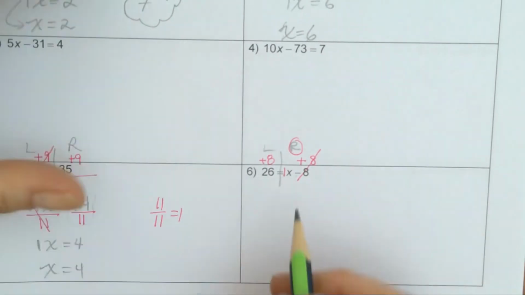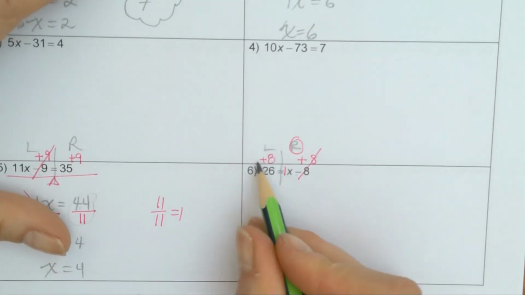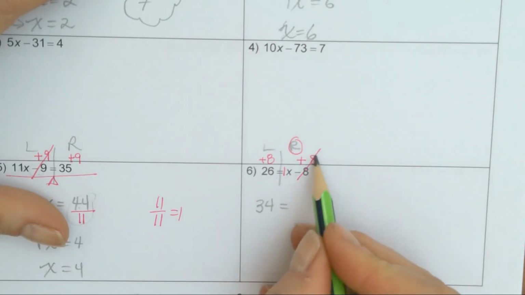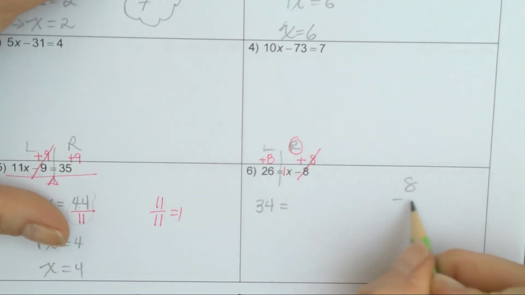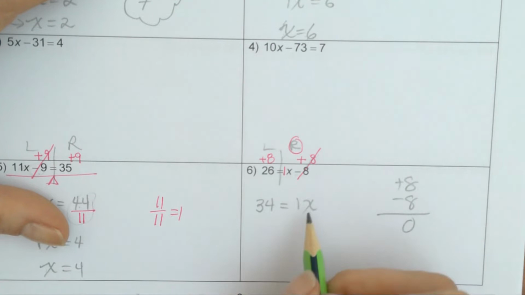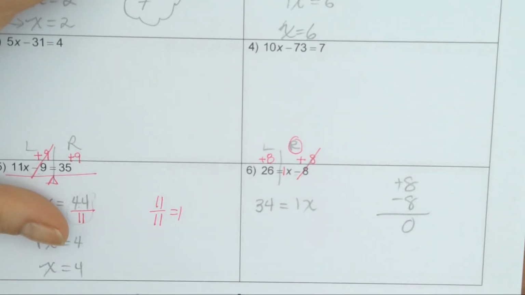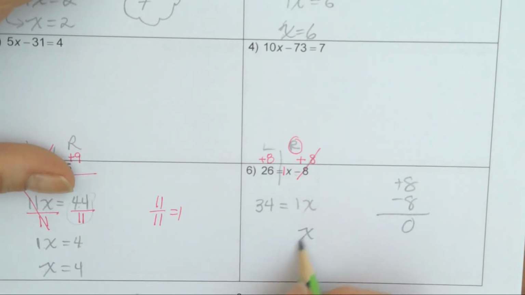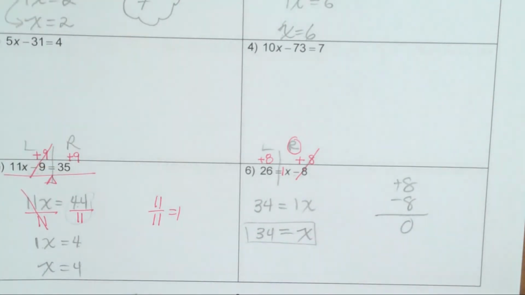So now 26 plus 8 is 34. This is 0 because 8 minus 8 is 0, so that's gone, and I'm only left with 1x. So 1x equals 34. So I can just write this x equals 34. Okay, I'm done. There was no best friend to get rid of. Okay. Let's go to the next page.